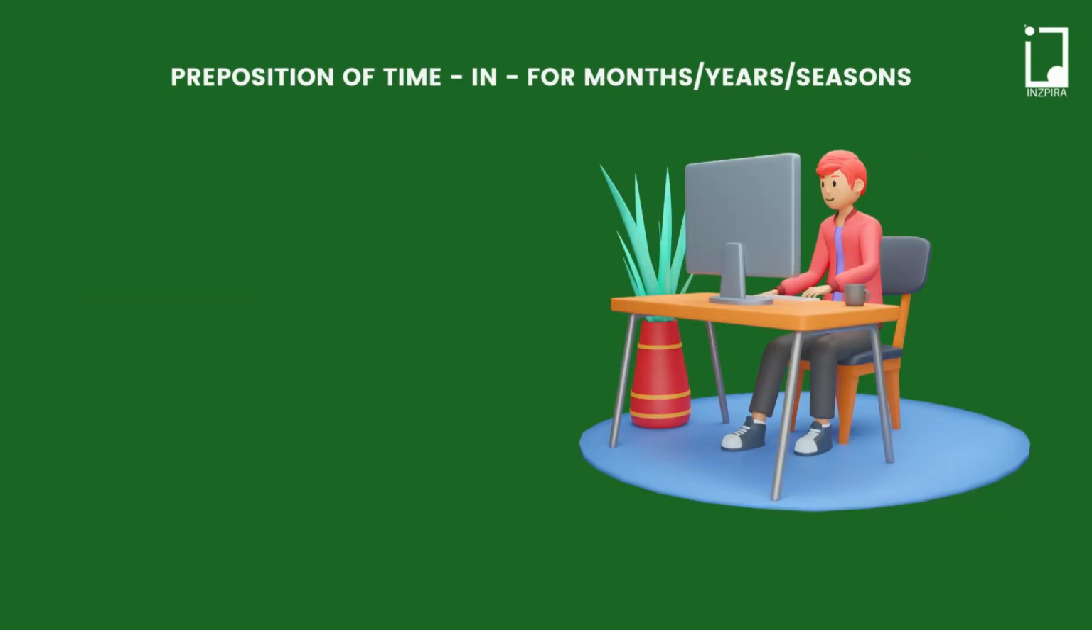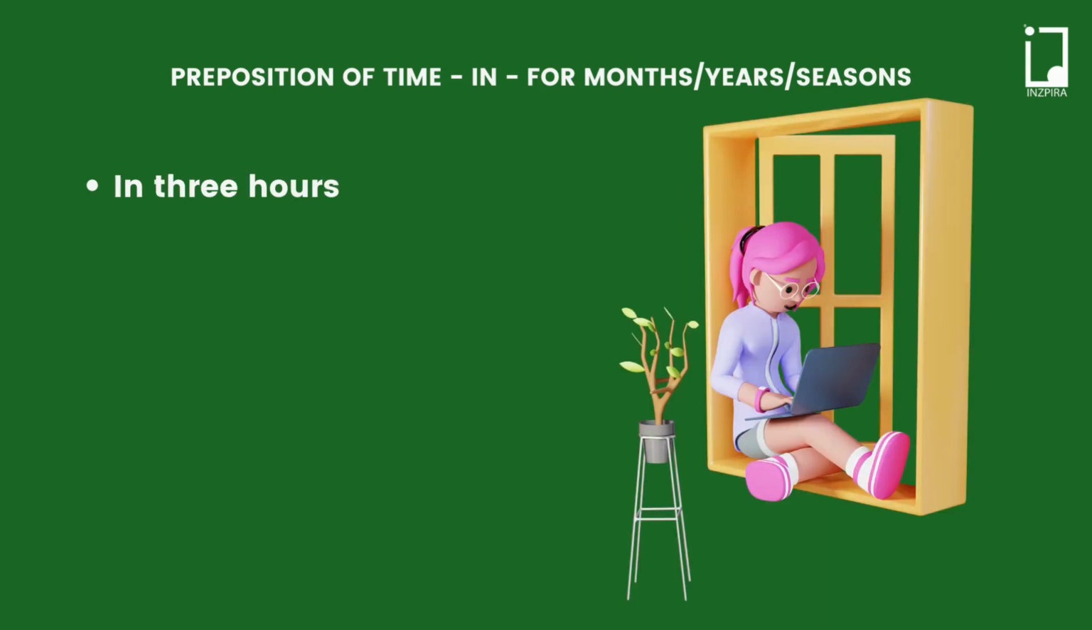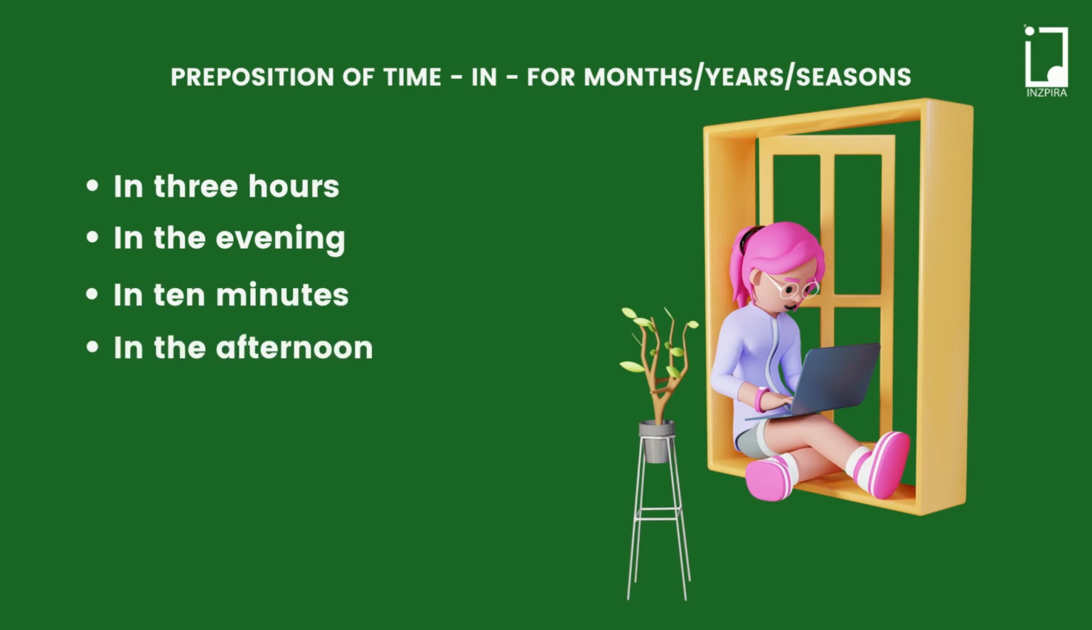Preposition of time: in for months or years or seasons. In 1876. In July. In August. In the past. In the spring. In the 1900s. In 3 hours. In the evening. In 10 minutes. In the afternoon. In the 16th century.